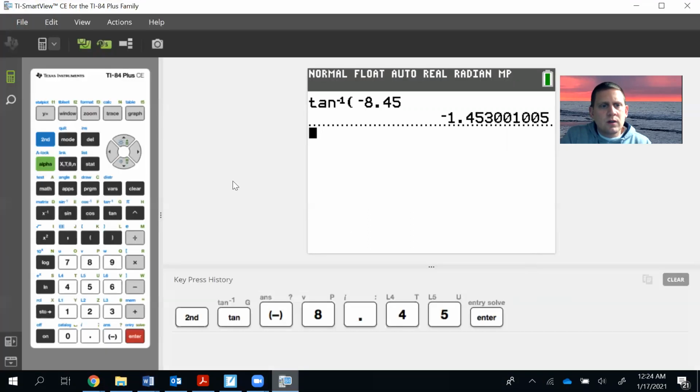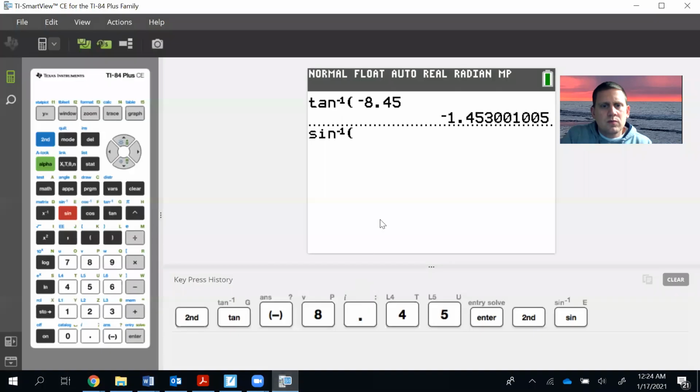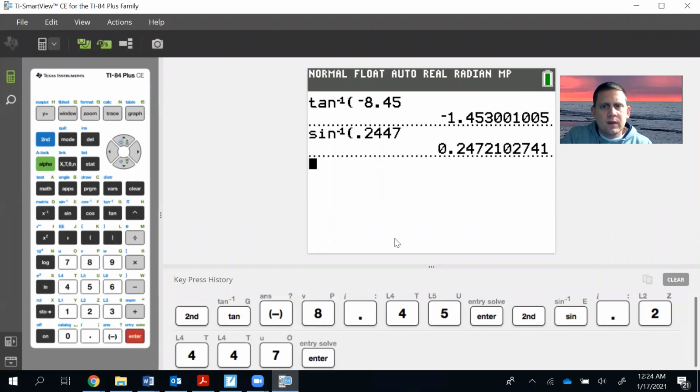Okay. So inverse sine. There's an inverse sine button. And 0.2447, 0.2472.